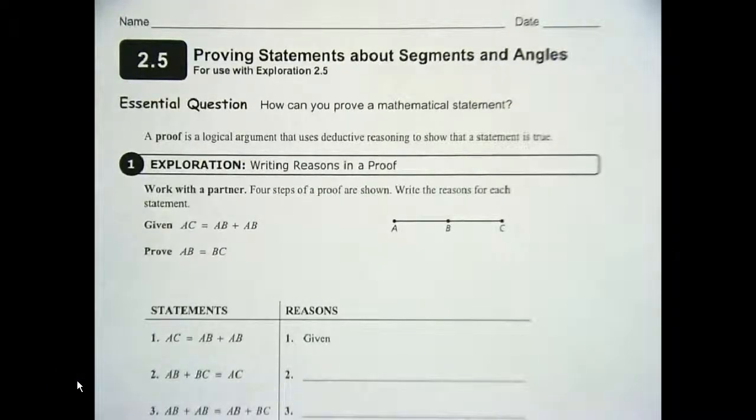Okay, proving statements about segments and angles. So really we're starting to jump into that proof portion of our book. Started it yesterday a bit. We're going to utilize some of those theorems and postulates we talked about the other day.